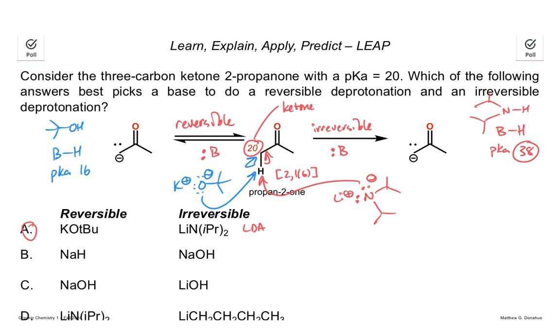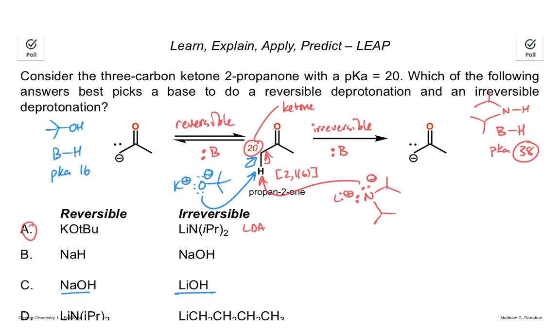Choices B, C, and D. C is probably maybe the most obvious because both of these bases are the same type. They're both going to form water as the conjugate acid, and that has a pKa of 14. So if you use lithium hydroxide to do an irreversible one, it's not going to do that. It's going to do the reaction that's on the right and do the reversible.